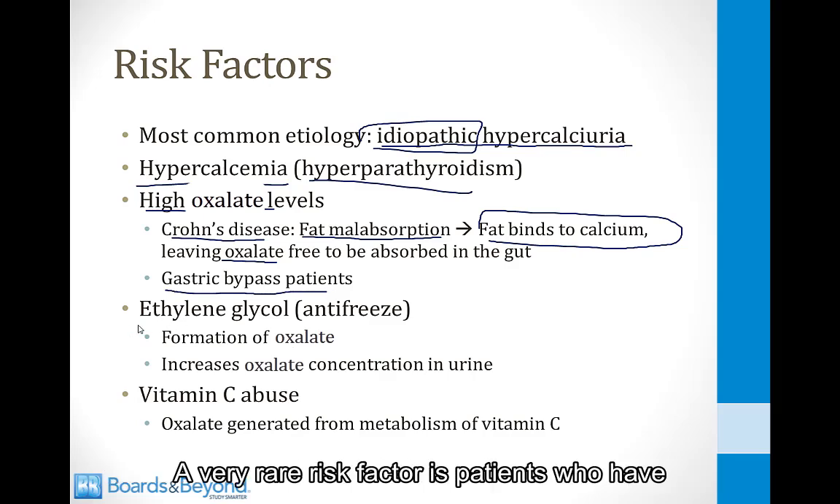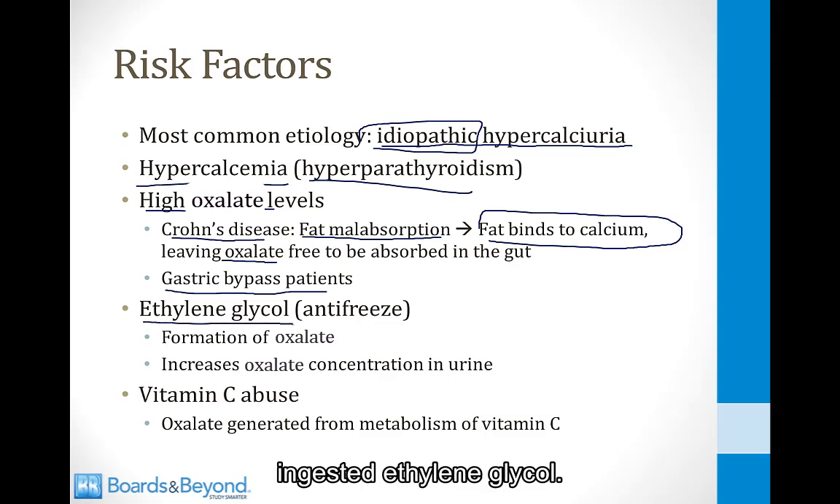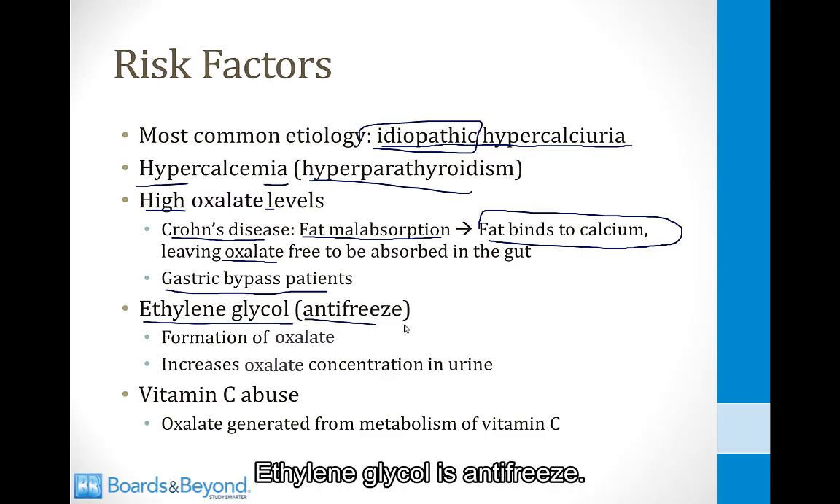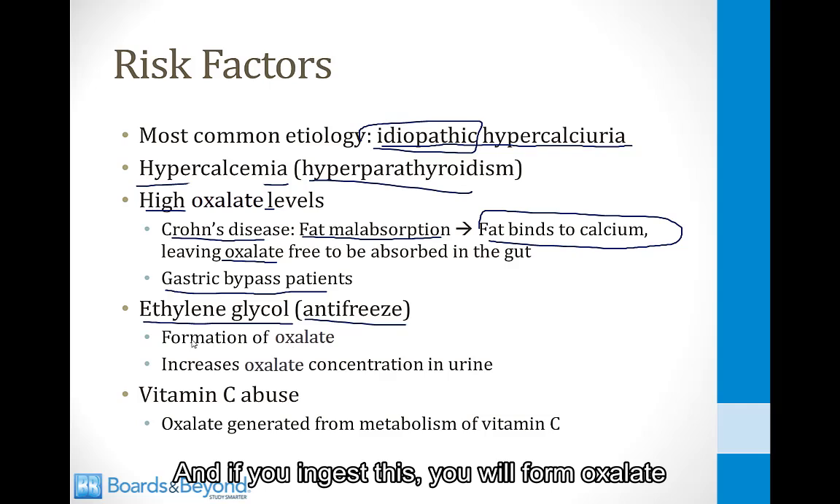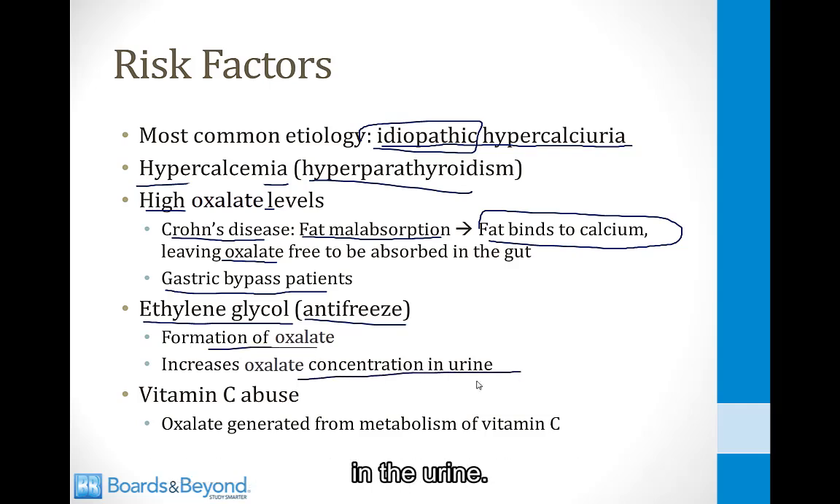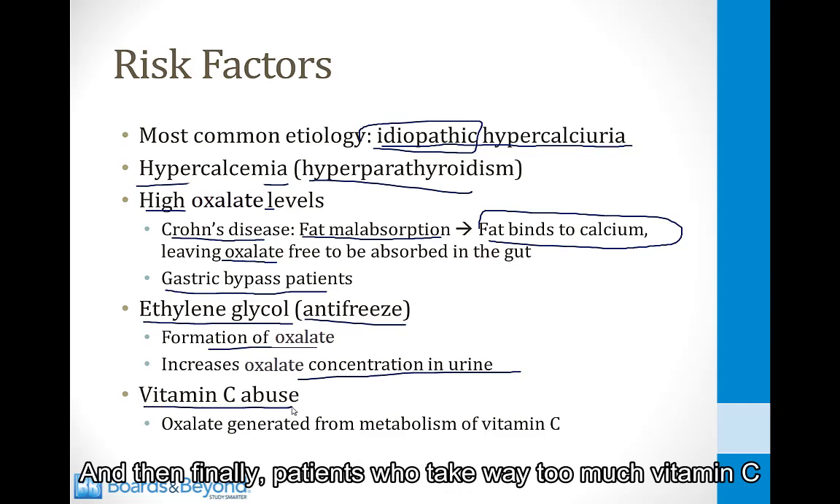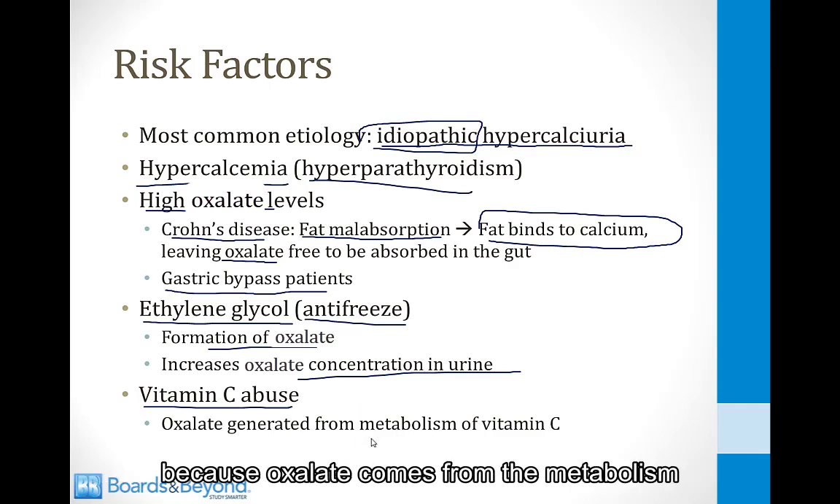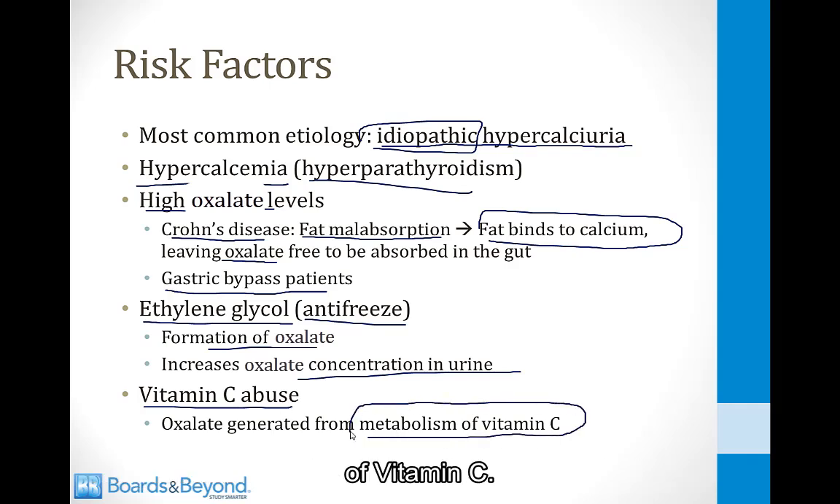A very rare risk factor is patients who have ingested ethylene glycol. Either it's a child who ingests it accidentally or an adult who has a suicide attempt. Ethylene glycol is antifreeze. And if you ingest this, you will form oxalate in the blood and you will get high oxalate levels in the urine. And then finally, patients who take way too much vitamin C can generate oxalate levels that are very high in the blood because oxalate comes from the metabolism of vitamin C.